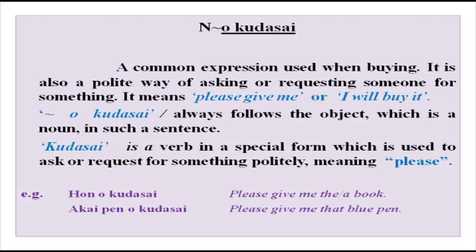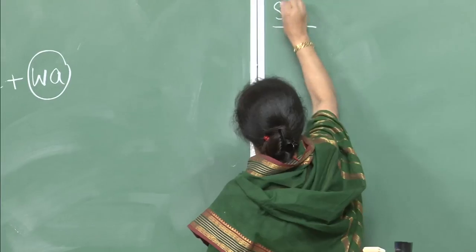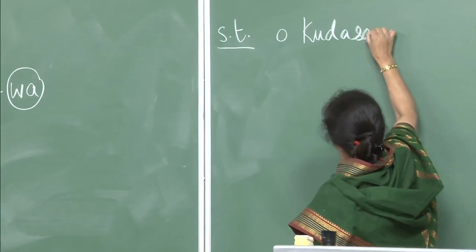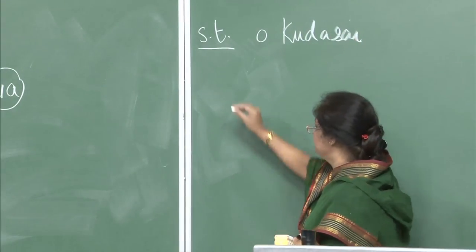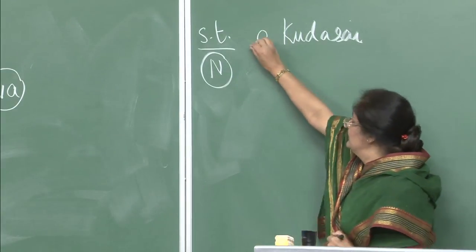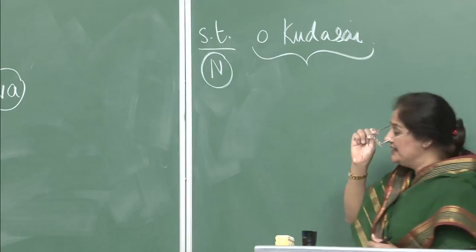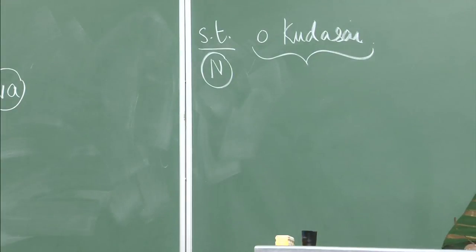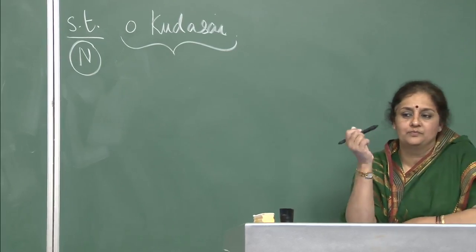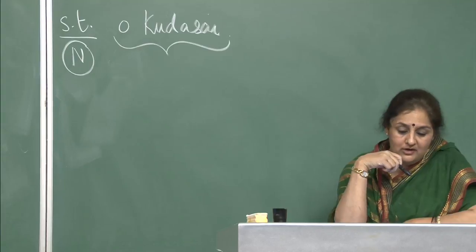Now, there was another interesting thing in the end of the conversation, which was something o kudasai. Something o kudasai. Something would generally be a noun. O kudasai together means please give that to me. Please give it to me or I am going to buy it. As Tanaka-san was in a vegetable store, then naturally he was wanting to buy vegetables or fruits.